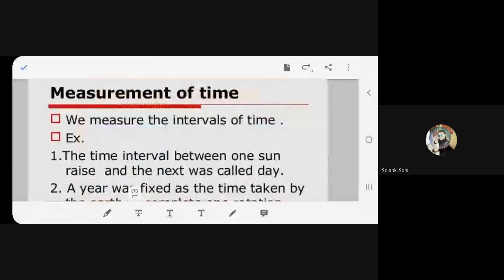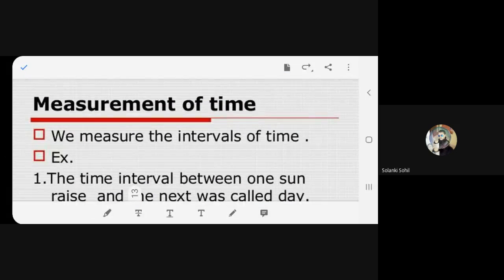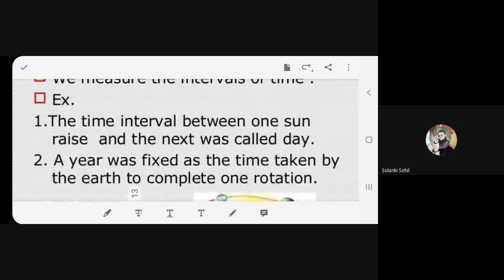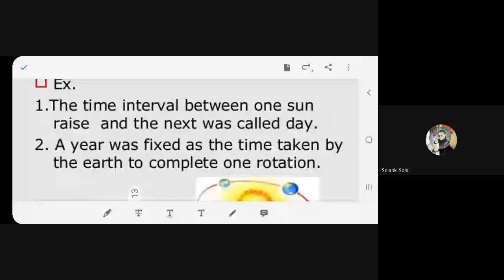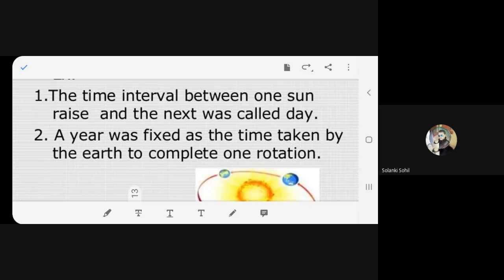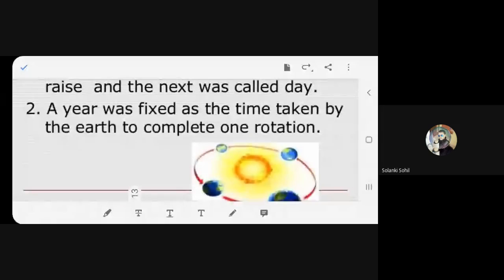Now we'll see measurement of time. We have done speed, the motion, uniform motion, non-uniform motion, right? Speed is over. Now we are going to work on time. We measure the intervals of time. Example, the time interval between one sunrise and the next was called a day. A year was fixed as the time taken by the earth to complete one rotation.